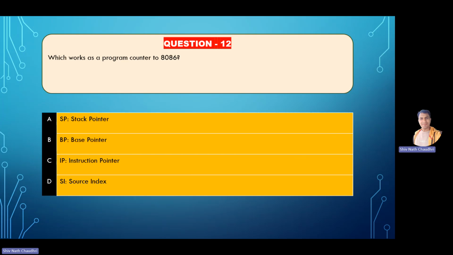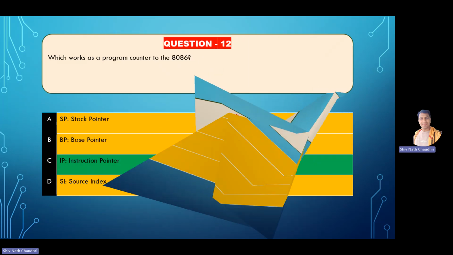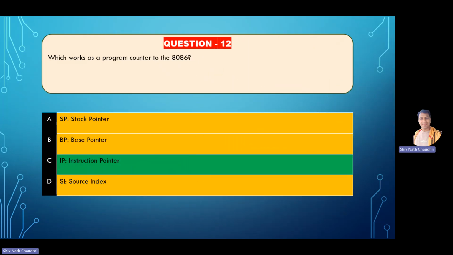So I think the instruction pointer works as a program counter in 8086, because the program counter in 8085 and the instruction pointer in 8086 both have the same function, that is, to store the address of the next instruction. So option C should be the right choice for this question. Let's see. Yes, the instruction pointer works as a program counter in the 8086 microprocessor.